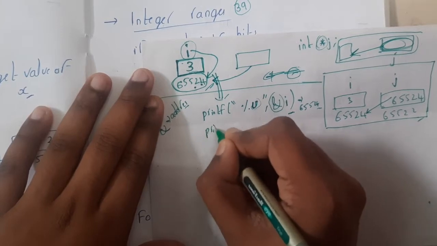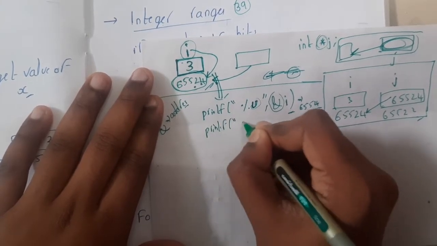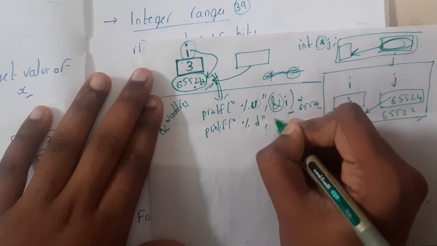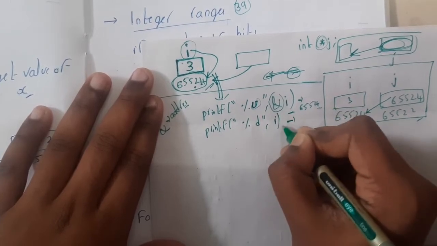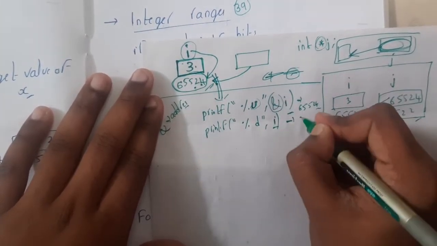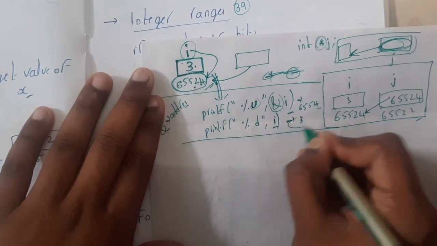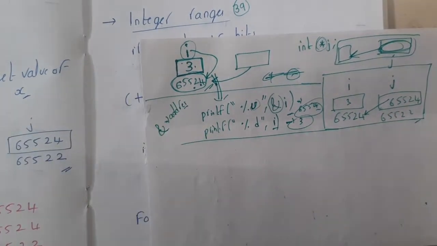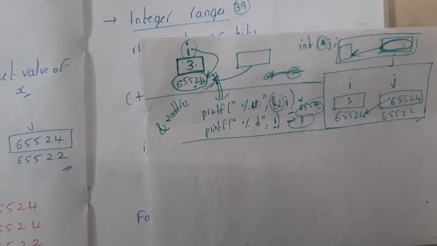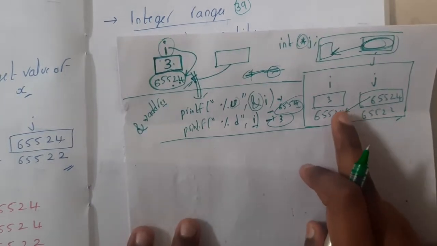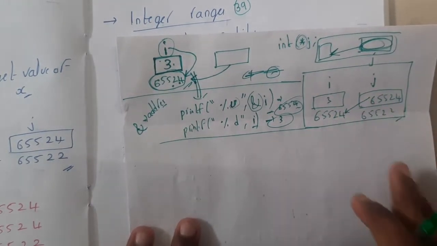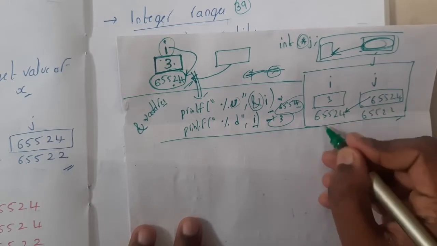And similarly, with printf, instead of %u, let us use %d and print the value of i. So what is the value of i? 3 will be printed. In this way you can print the value and the address. Now you have some idea, so let us try printing these values as addresses and start working with this.